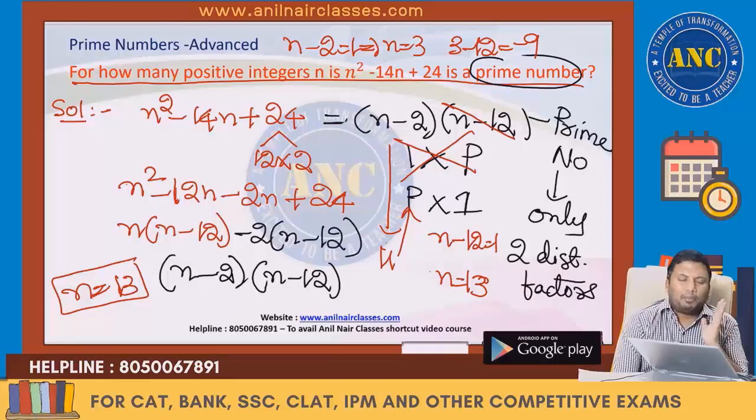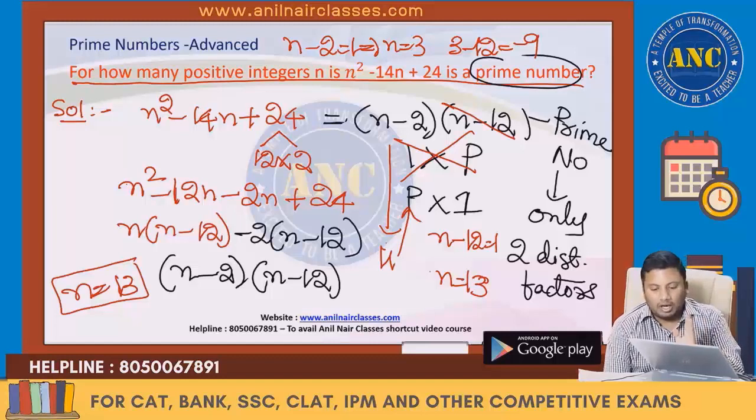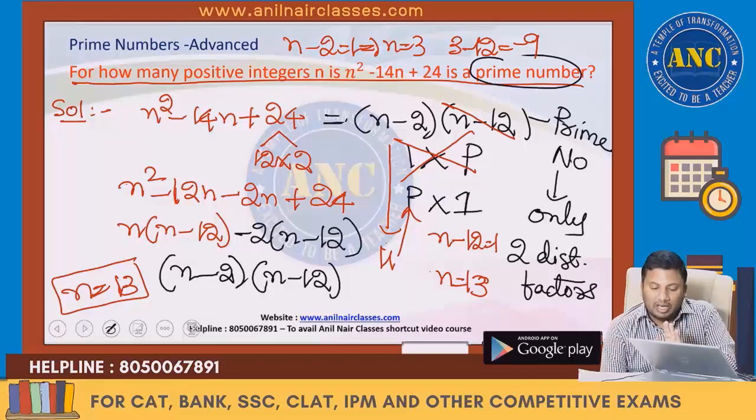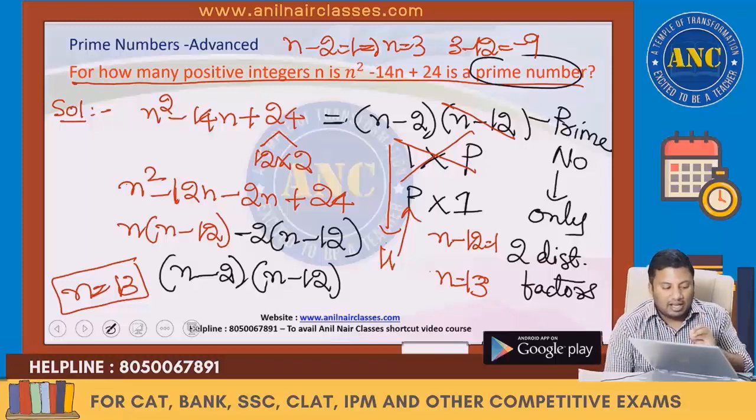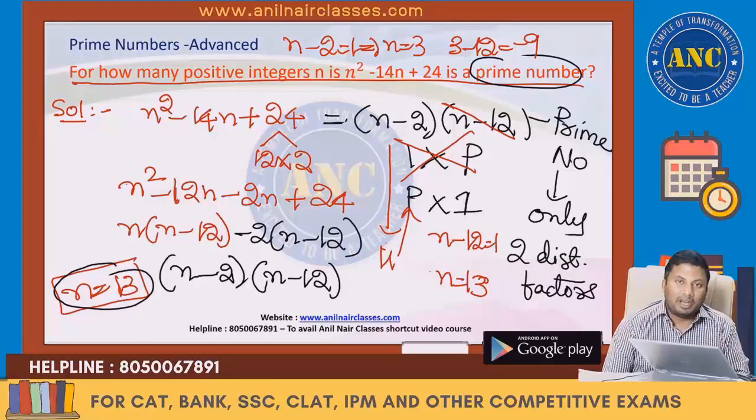Basic definition of a prime number: a prime number is a number which has got two distinct factors. What are those two distinct factors? 1 and itself. So it is 1 into p or p into 1. If n minus 2 is 1, n value will become 3. 3 minus 12 is minus 9. It is not a prime number. If n minus 12 is 1, n value is 13. 13 minus 2 is 11. 11 is a prime number. N is equivalent to 13. Actually, this question is created from another question which I took from an NCERT textbook.